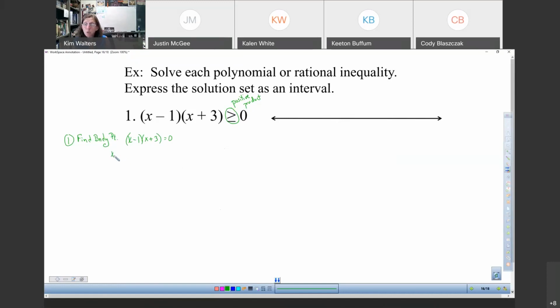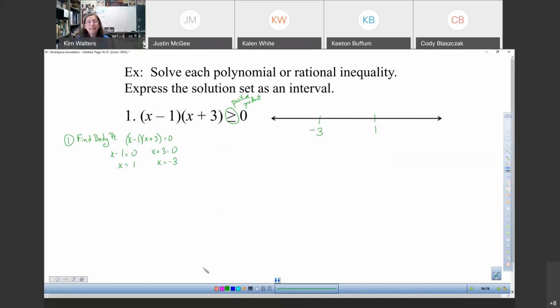That means, because we already know how to solve quadratic equations, I'm going to take each of my factors, set it equal to 0, and solve for x. And so my x values are positive 1 and negative 3. These are my boundary points, okay? 2 boundary points. I am going to put my boundary points on my number line. So that is the next part of this. So here are my boundary points on my number line.